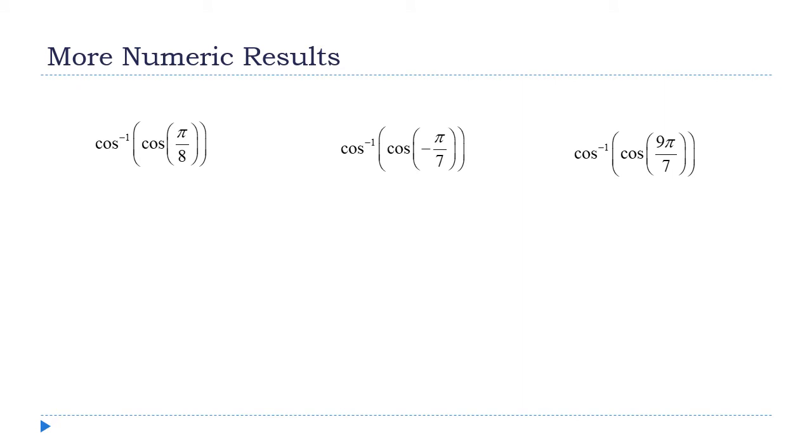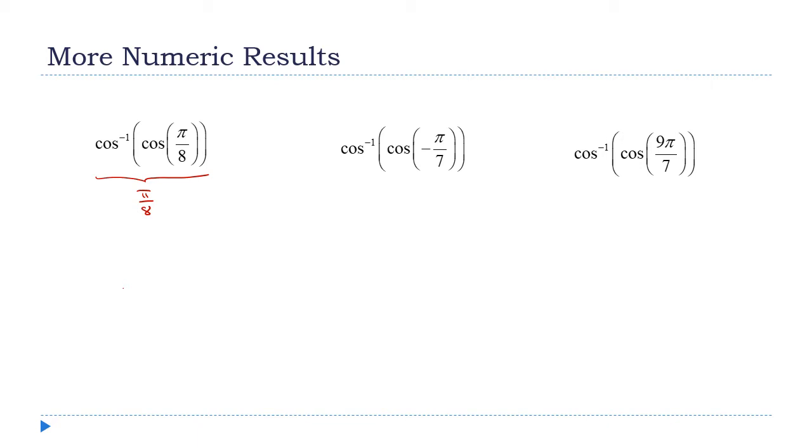Okay, so again, let's talk about this same kind of question we did with the sine. Remember that the driving principle here is that the inverse cosine and the cosine cancel each other out. So what I want to say here for this first one is that this is pi/8, and that's a good answer. Pi/8 is between 0 and pi. That works. All right, so that's a good result.